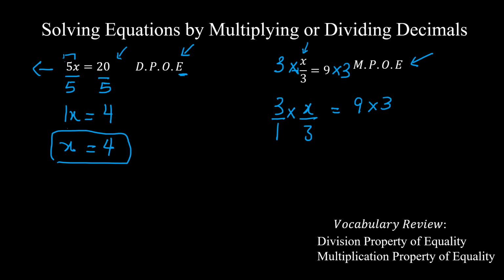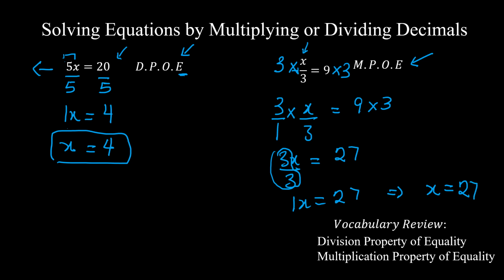So on the left side, we have 3x over 1 times 3, and that is equal to 27. Now 3 over 3 over here is just 1. So again, we have 1x equals 27. And remember that we said 1x is the same as x. So this means that x is equal to 27.